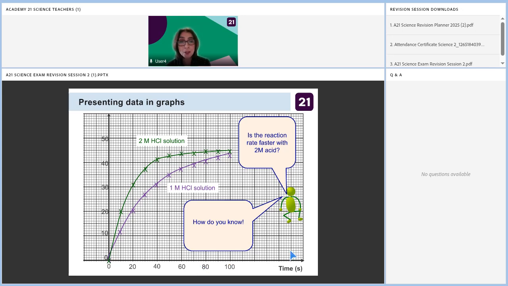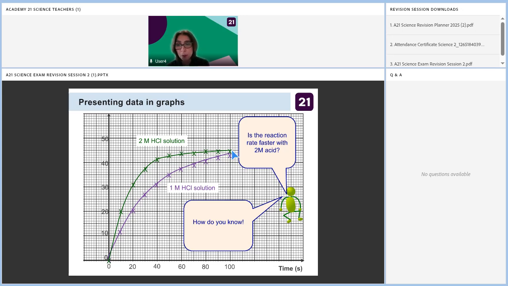Right, so now that you can look at this graph, you can answer the question: is the rate of reaction faster for the 2 molar acid than it is for the 1 molar acid? Can you give me an answer just in the Q&A, folks? Do you think that's a yes or a no? Is it faster for the 2 molar than it is for the 1 molar? This one's the 2 molar, the green line. Or is it faster for the 1 molar? Well done. Yes, it is faster.